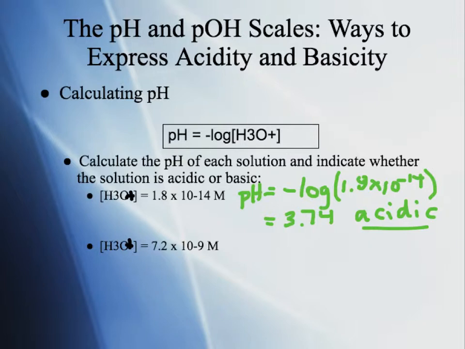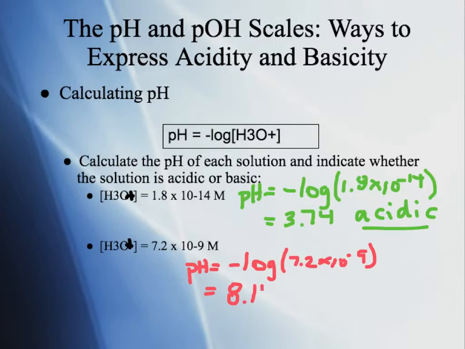All right, next, let's do the next one. pH is going to equal negative log of, this time our hydrogen ion concentration is 7.2 times 10 to the negative 9. So we put that in our calculator, we push equals, and we get 8.14. Now 8.14 is higher on the pH scale than 7, so that means it is basic.